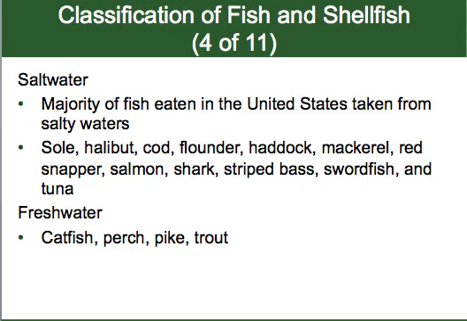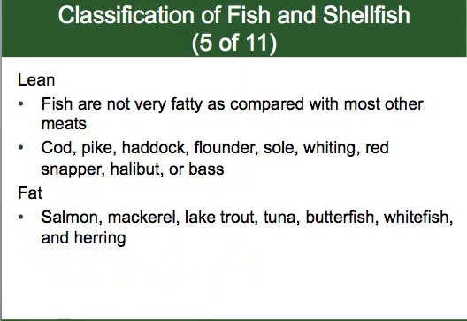So we said that two of our classifications are saltwater and freshwater. The majority of the fish eaten in the United States is saltwater fish. Examples are sole, halibut, cod, flounder, all of these examples listed here. And in general, saltwater fish have a more distinct and stronger flavor, but sole is an exception to this generalization. Examples of freshwater fish are catfish, perch, pike, and trout.